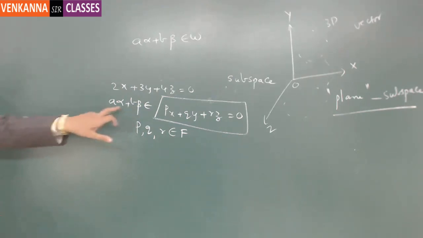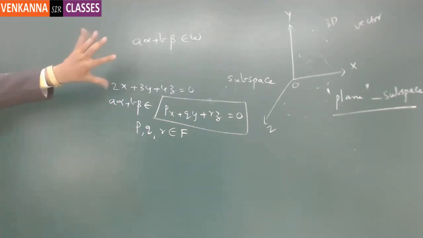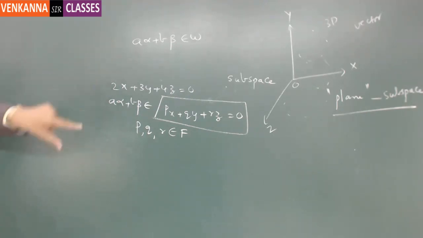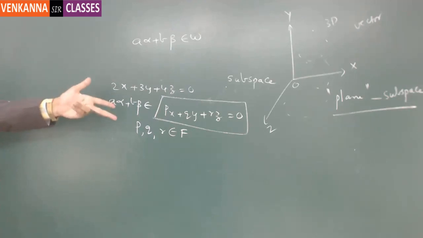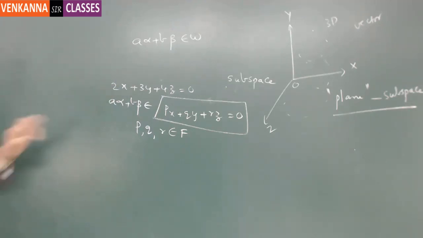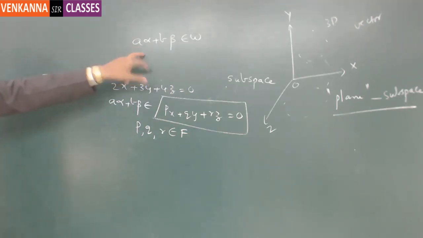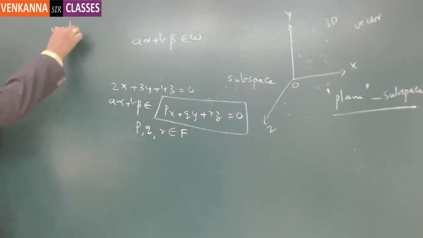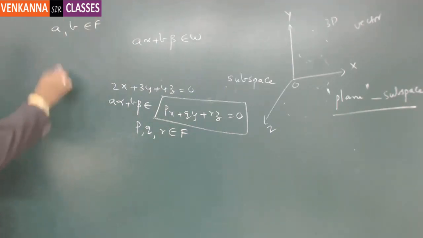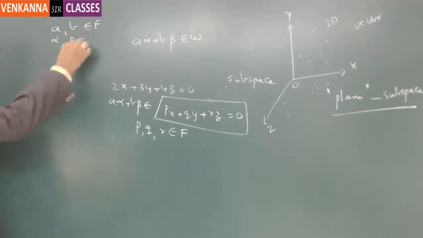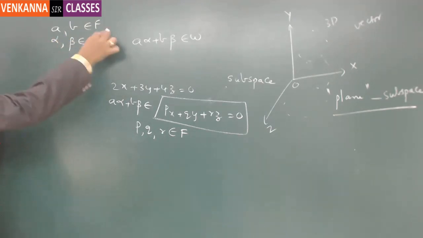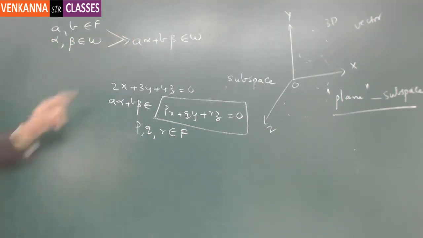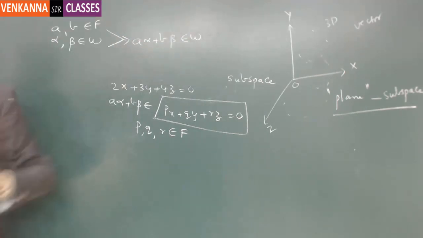So what are alpha, beta and what are A, B there? A, B are any numbers, alpha, beta are any vectors. Since you are taking a three-dimensional space, alpha and beta are nothing but any two 3D vectors which are in W. So in this definition, you can take any two numbers in the field, any two vectors in W, then you should say that A alpha plus B beta belongs to W.